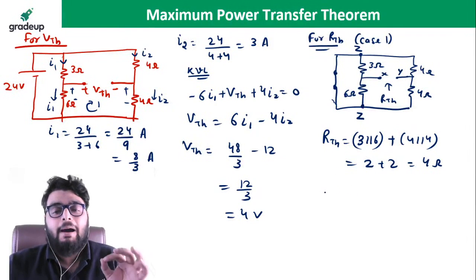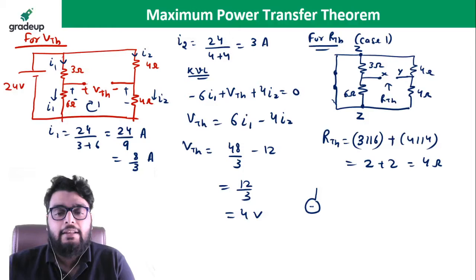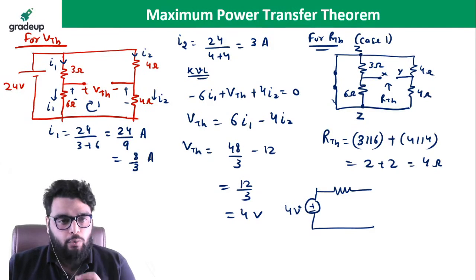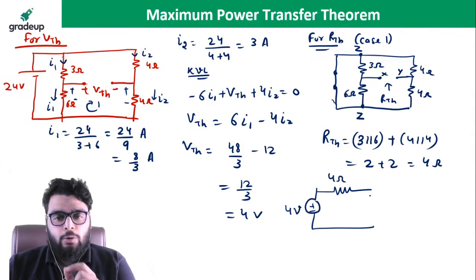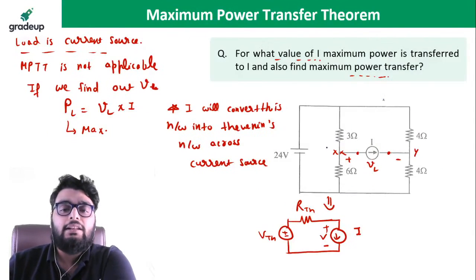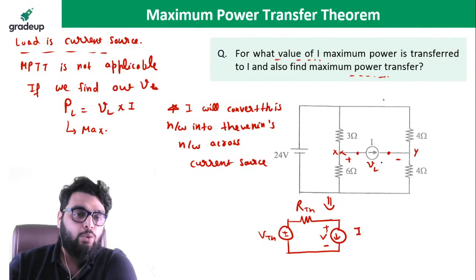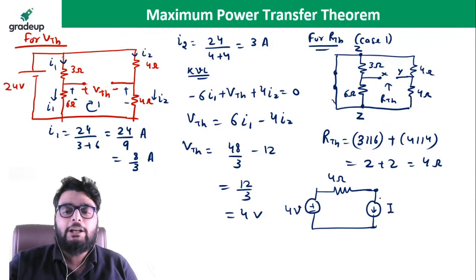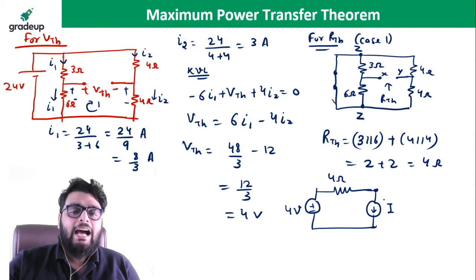Now what happened? My network now looks like this: this is a 4 volt, this is the 4 ohm, this is the load terminal through which I have connected a current source. Why? Because in this question the load is a current source, right? Now I need to find out the voltage across it. Let's suppose I take it as the load voltage.